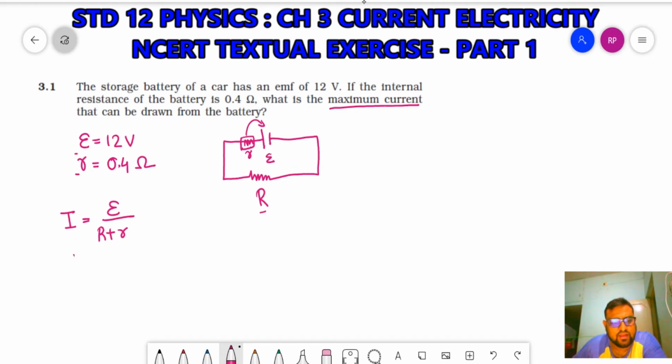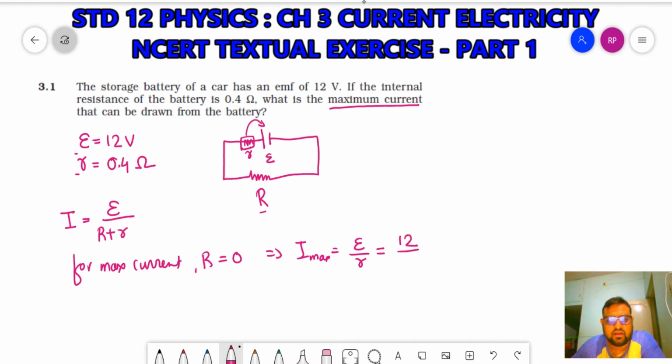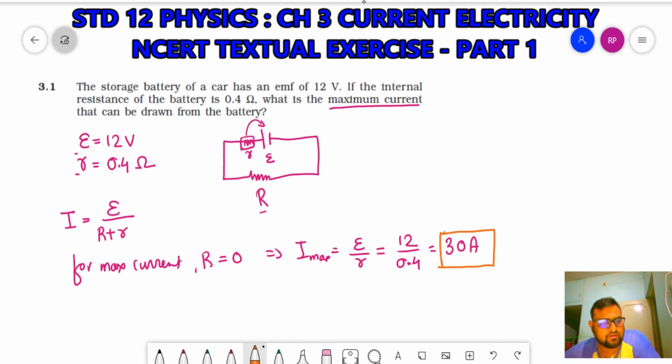So for maximum current, R must be equal to 0. So what does that imply? That implies I max will be equal to epsilon by r. What is the EMF? That is 12 volt and internal resistance 0.4. So 4 3s are 12. 12 upon 0.4 is equal to 30 ampere. So the maximum current that can be drawn from this battery is 30 ampere.